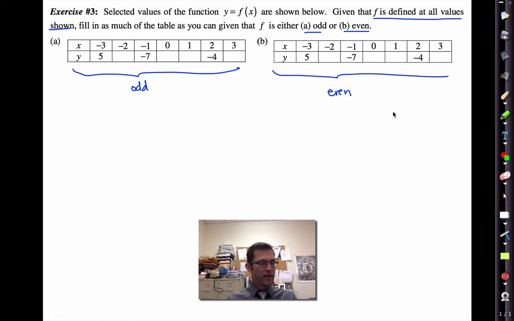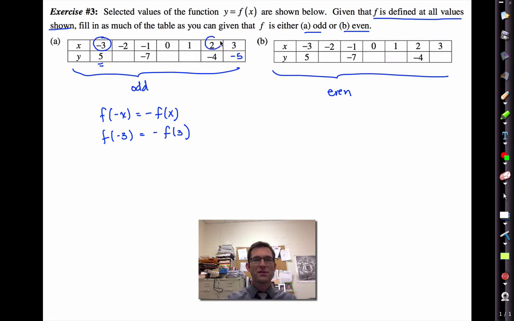All right, let's go through it. Letter A, it's odd. Now, if it's odd, what that tells us is that f of negative x is equal to negative f of x. All right, so let's take this. We know that f of negative 3 should be negative f of 3. Well, f of negative 3 is 5, so f of negative 3 should be negative 5. Opposite inputs give us opposite outputs.